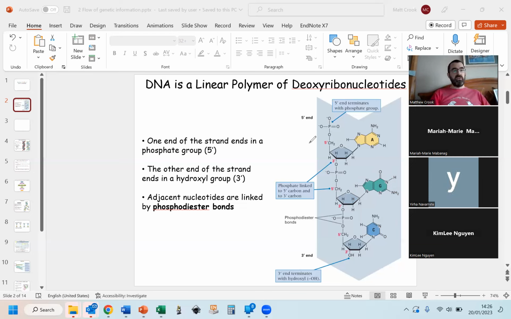Both C's and G's and A's and T's are held together with hydrogen bonds, Richard. The difference is the number. A's and T's have 2, C's and G's have 3. That makes C's and G's stick together a little bit more strongly.